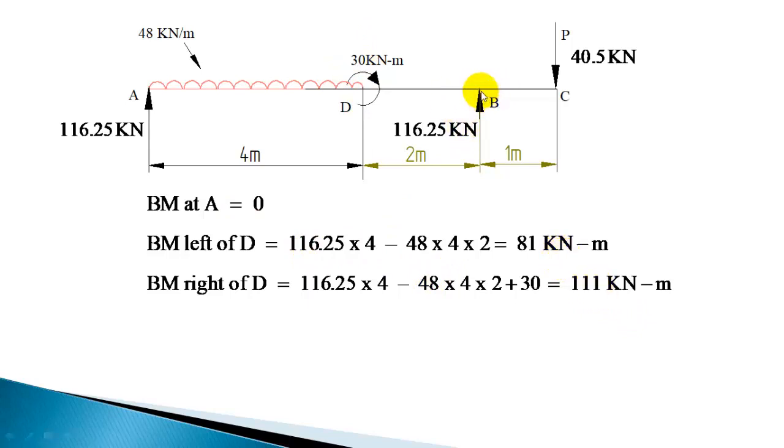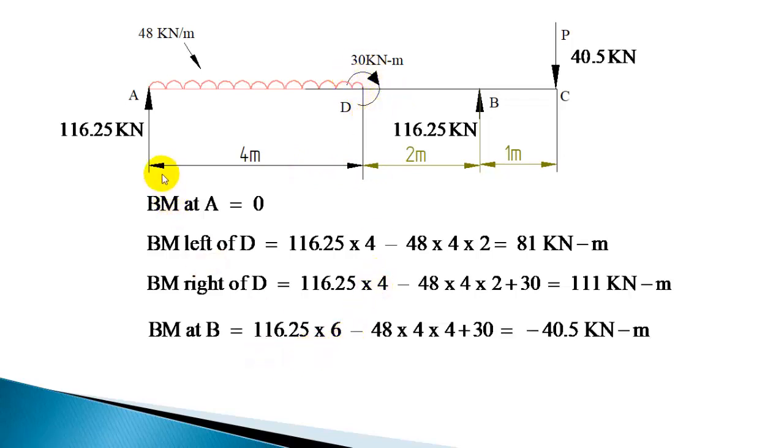Okay, next you have to take the bending moment at B. At B, you have to consider these two loads and this couple. This will produce a clockwise moment, distance is 6, and this will produce an anticlockwise moment. 48 into 4 is a load, and 2 plus 2, 4, is the distance. So 48 into 4 into 4 is an anticlockwise moment. This you can add, plus 30. So 116.25 into distance 6 is a clockwise moment.